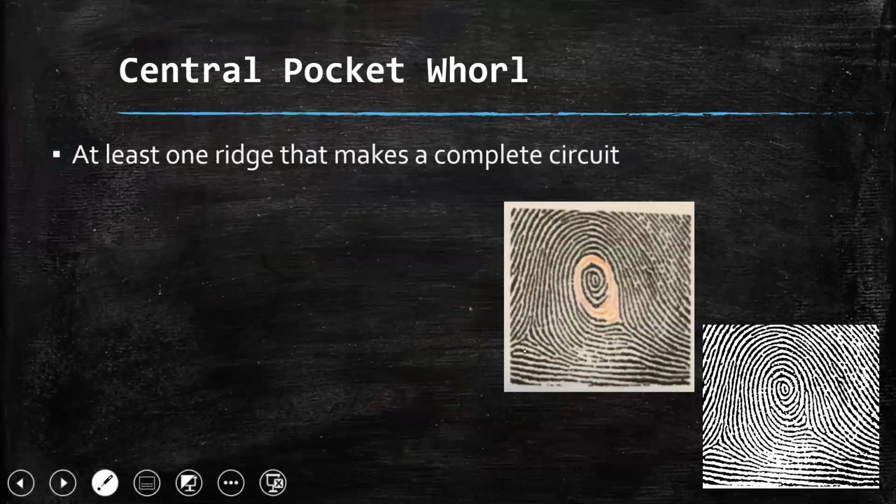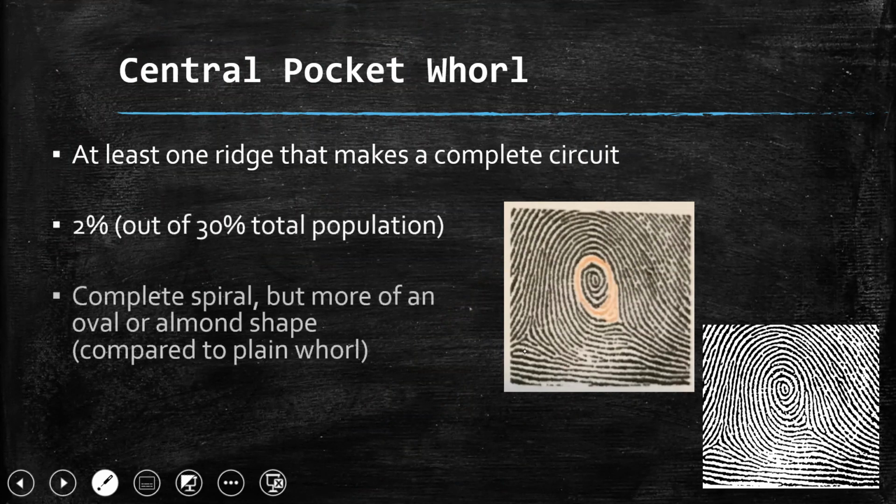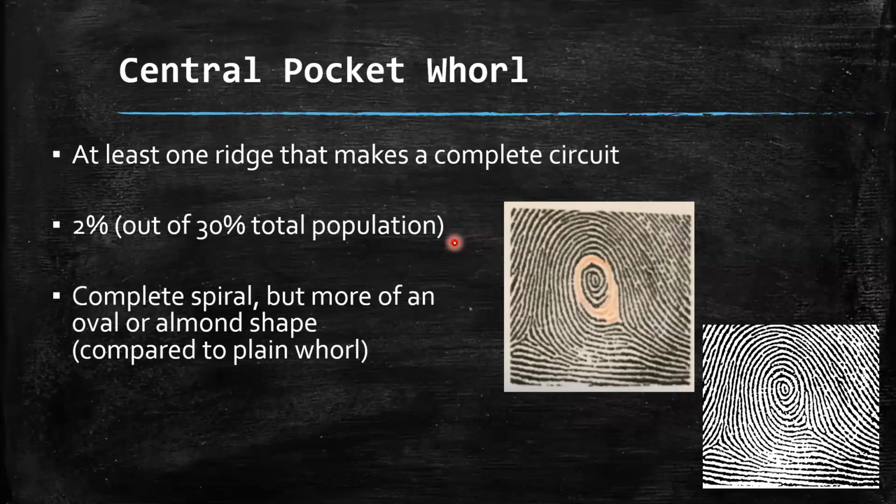If you look at a central pocket whorl, you still have a circuit or a circle being formed, except there's a puckering. So this is not as common. It's a complete spiral, but it's more of an oval or an almond shape. So notice, if you look at the very center of this, it's very circular, but the more you go out, you get this puckering. It's almost like an almond shape or an eye shape.